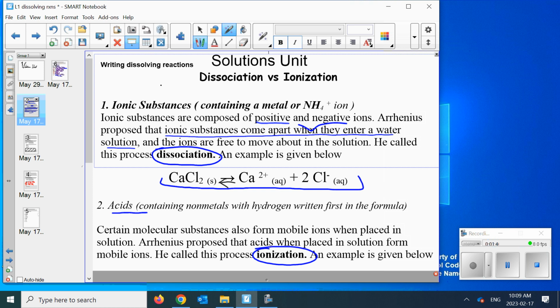Arrhenius was a scientist, and Arrhenius proposed that ionic substances come apart when they enter solution in water. These ions are free to move about the solution. We call this process dissociation. It's different than dissolving. At home, if you put table salt into water, you probably just say dissolve.